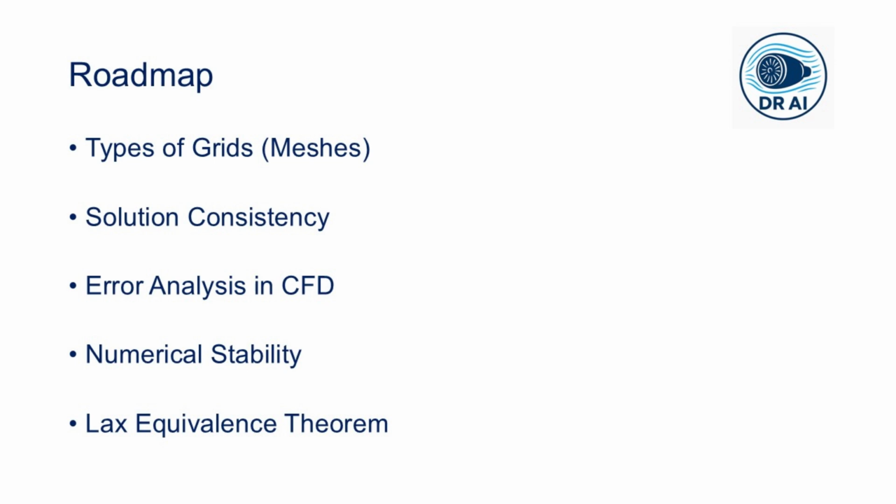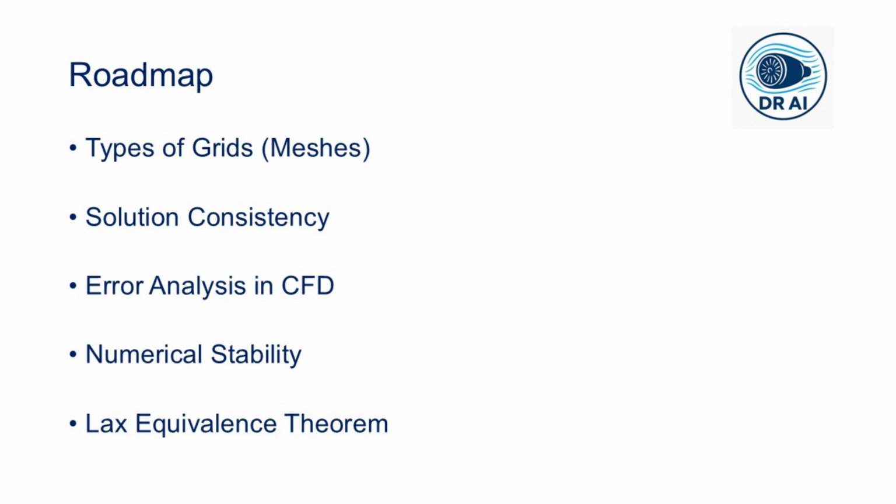We will start with the grids, the skeleton of any CFD simulation. We will compare the structured, unstructured, hybrid, overset, and adaptive meshes, discussing their strengths, weaknesses, and when to use each. Then we move to consistency, the mathematical guarantee that our discrete equations actually represent the physics we want.